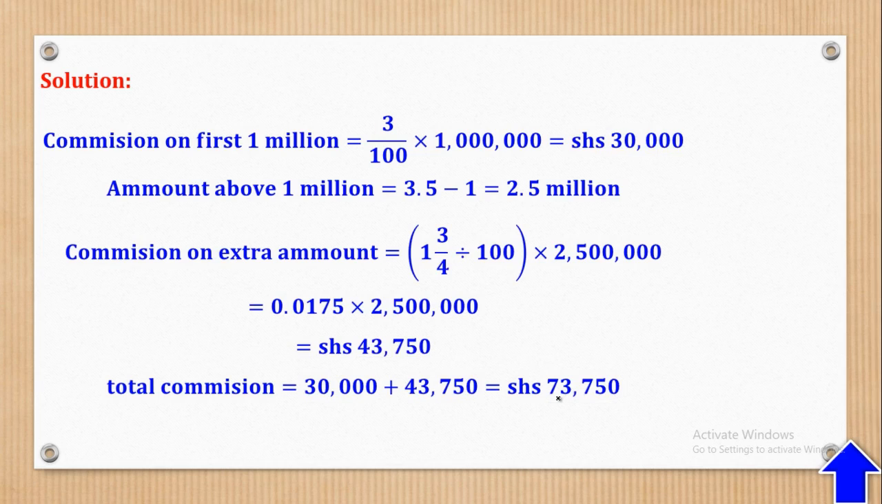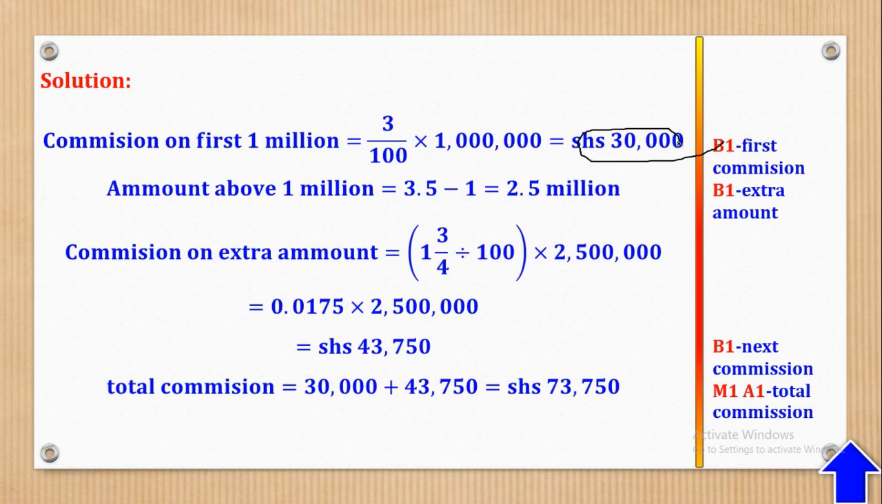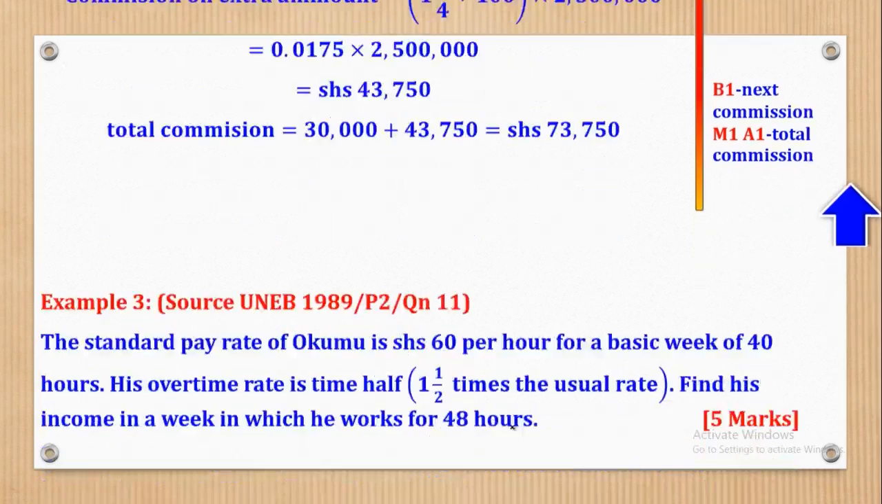And now let's see how much can be awarded. So this B1 is for you to get this first commission, and another B1 is for you to get this extra amount. Then B1 is for you to get the next commission, which is that, and M1 is for you to add these two commissions, and A1 is for you to get the output, which is the total commission they want. So basically that's how the 5 marks could come about.